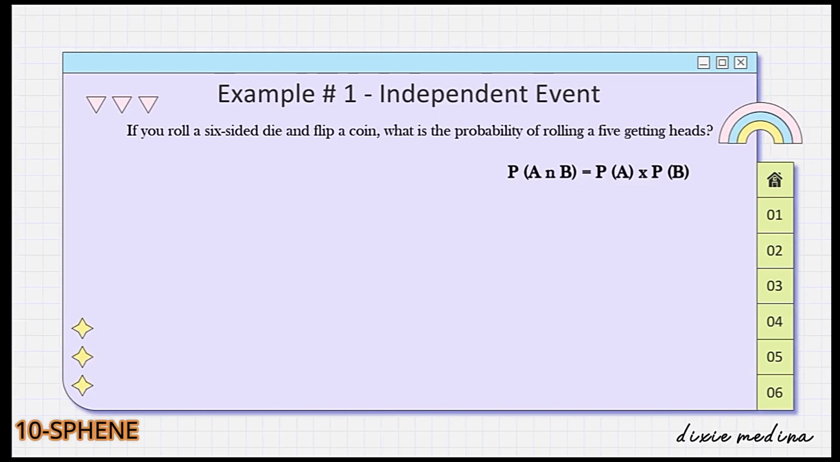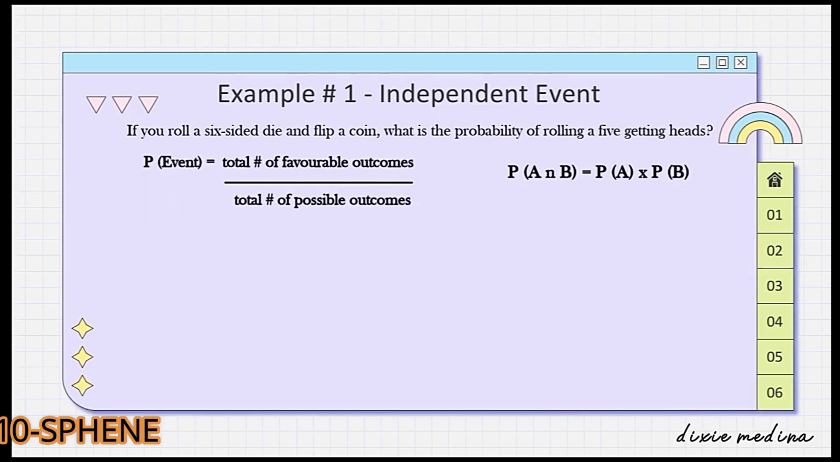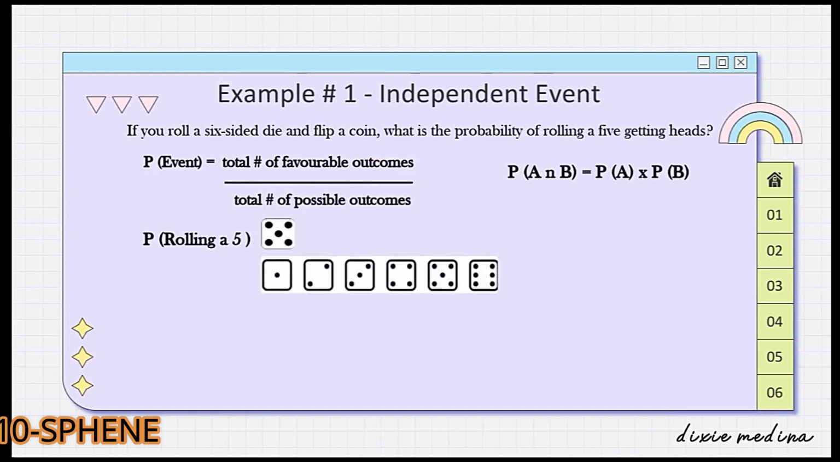But in order to use this formula, we need to know the probabilities of each event. For that, you should know that the probability of an event is equal to the total number of favorable outcomes divided by the total of possible outcomes. For the first event, there is only one favorable outcome, which is rolling 5. A total of 6 possible outcomes since we're rolling a 6-sided die. The result, the probability of rolling a 5 is equal to 1 over 6.